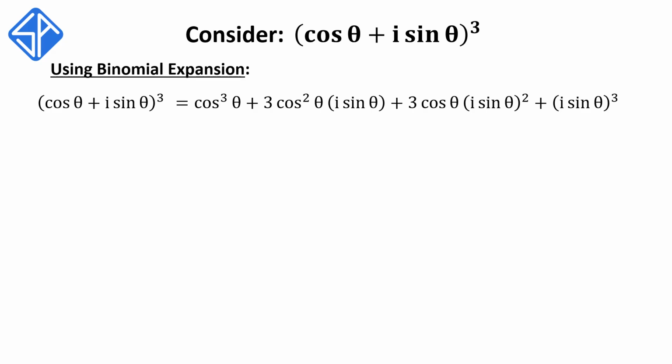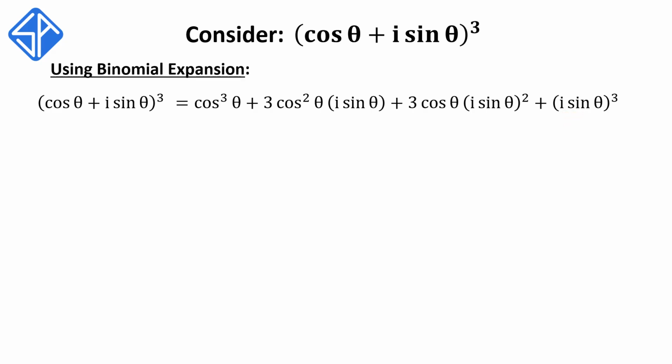And when we use binomial expansion, (cos theta + i sine theta) cubed expands to cos cubed theta plus 3 cos squared theta times i sine theta plus 3 cos theta times (i sine theta) all squared, and the last term plus (i sine theta) all cubed.